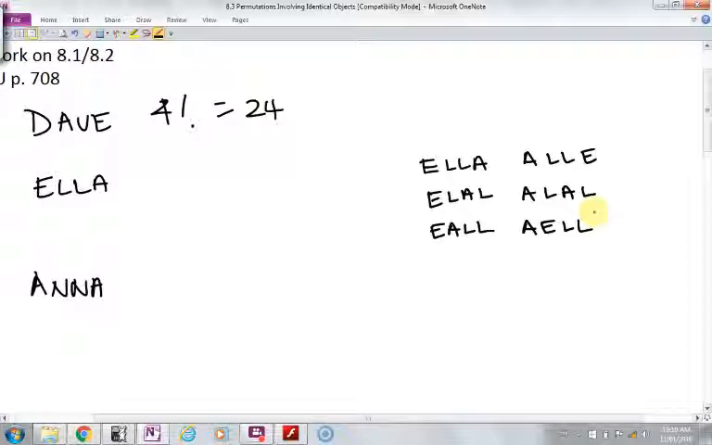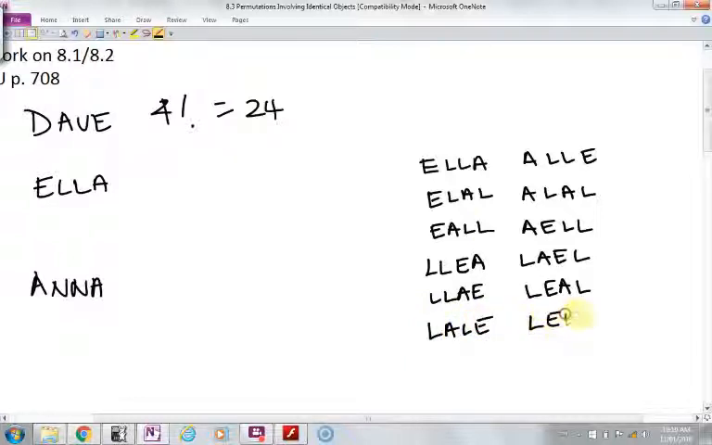If I want the L's first, I can do both L's. I can do one L. And then the other way I can do one L is like that. So 12 different ways, systematically listing them. Does that make sense?